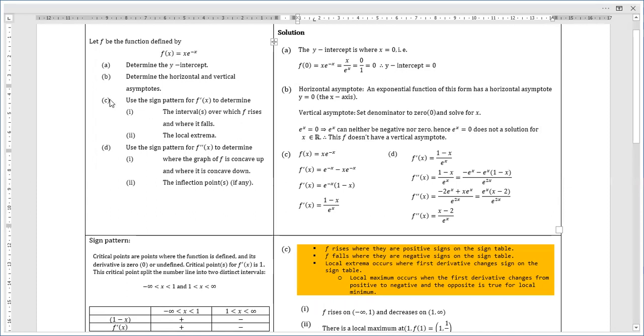So you use the sign pattern for the first derivative of f to determine the intervals over which f rises and where it falls, as well as the local extrema. So right here, you can see we will first start by getting the first derivative of f. Okay, cool, let's start. So we are given two functions here, f of x is a product of two functions, x and then e to the power minus x.